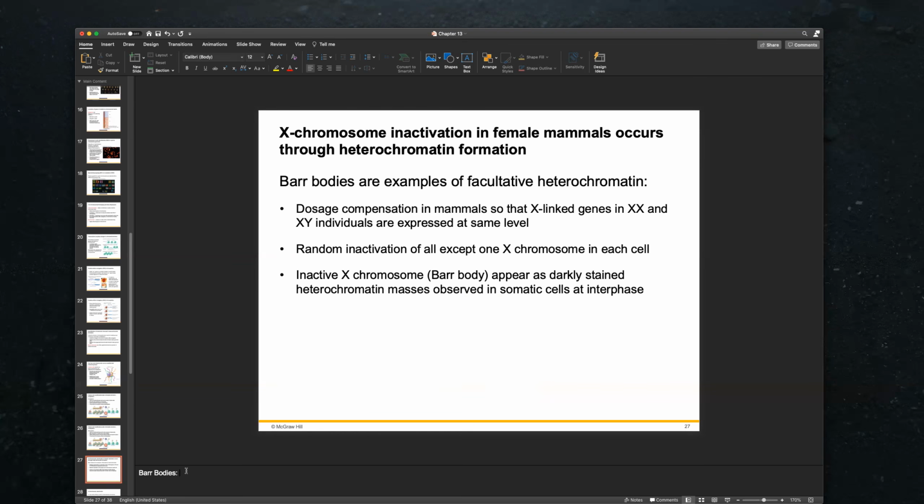So, for an X-linked gene in a female with an XX chromosome pair and a male with an XY, there should be double the genetic data for the XX, right? But in order for it to be equal, one of those X chromosomes gets deactivated. Got it. And a deactivated X chromosome is called a Barr body.